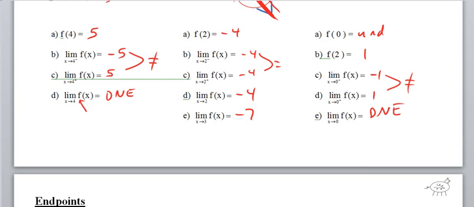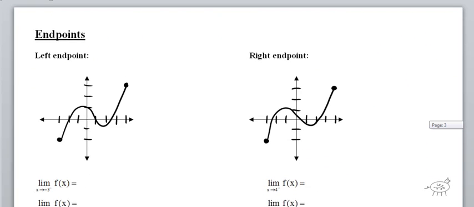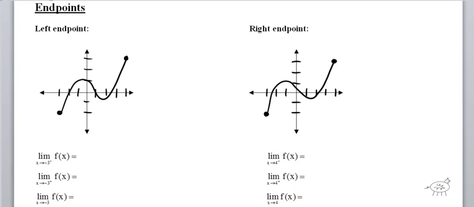Okay, so let's talk a little bit about endpoints, because that always kind of throws people off. If there's an endpoint to a graph, sometimes like in a piecewise function, or maybe just the function ends because it's like the square root of a number and it's not defined in a certain area. So let's investigate the one-side limits first.